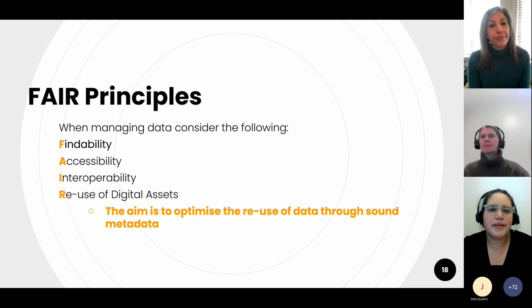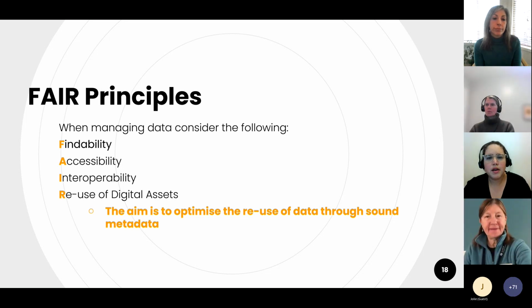And finally, reuse. So the aim is to make it as easy as possible to reuse that data in the future, either by the original investigators, others, for reproducibility, and so on. So this reuse is achieved through really sound metadata practices. So metadata refers to the information about the data itself. So that would be things like file names, the data dictionary, data sharing protocols, and so on.